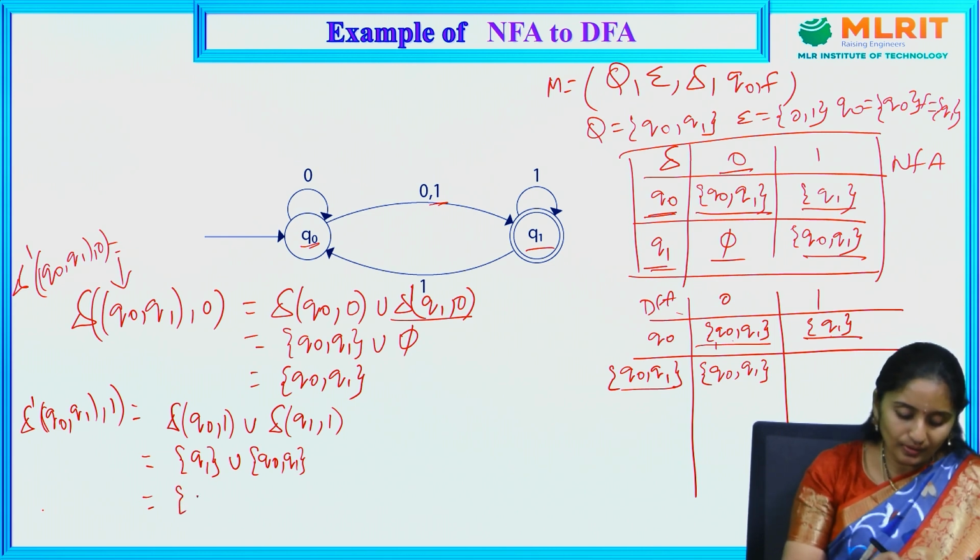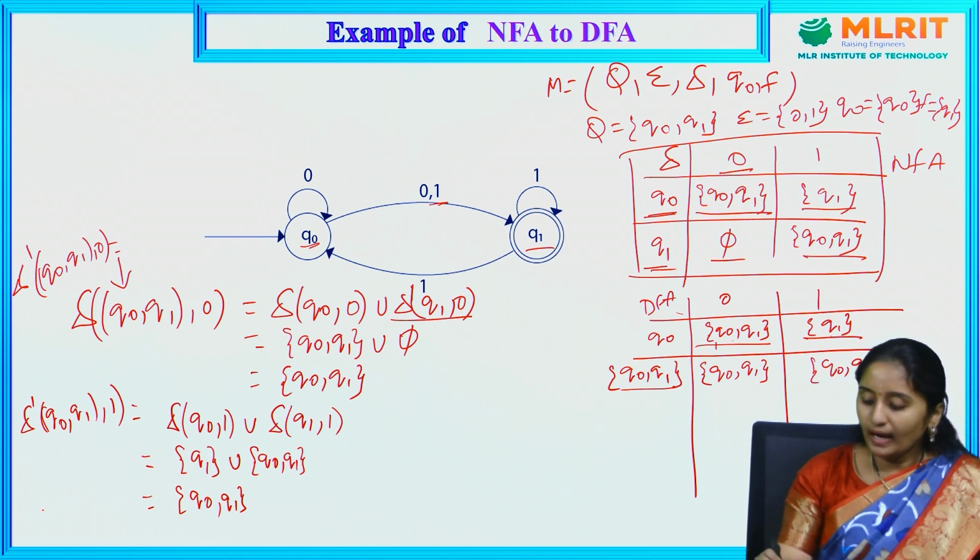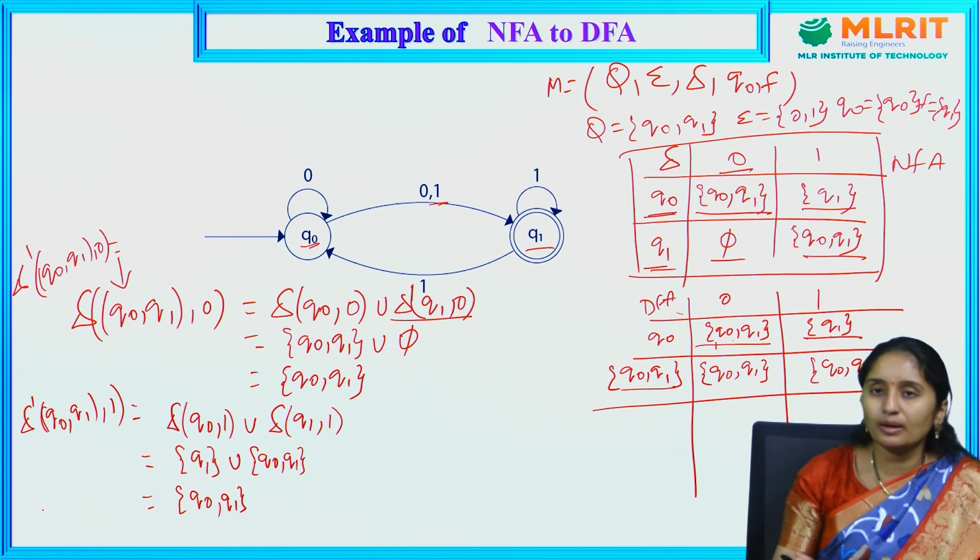Okay. So what are we going to have? Q0, comma Q1. So Q0, Q1 on 1 input, I am having Q0, comma Q1. I didn't find any new state in Q0, comma Q1. So the other new state I have is Q1.